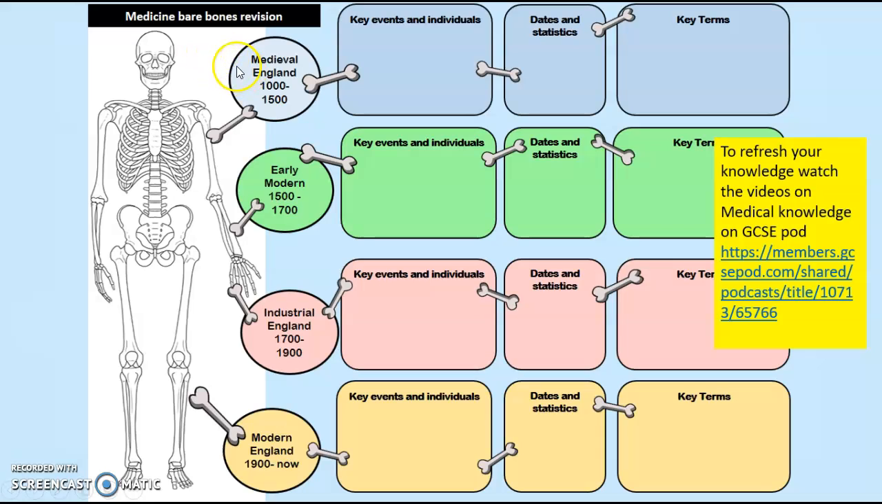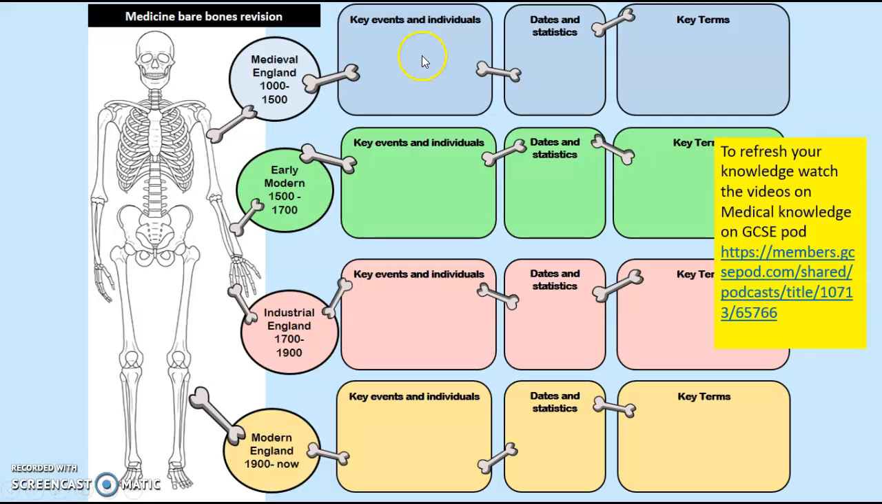What you need to do is to, for each of the 4 eras here, medieval England, early modern, industrial England and modern England, look at and find out who the key events and individuals are, what key dates and statistics there are, what key terms are associated with each era.